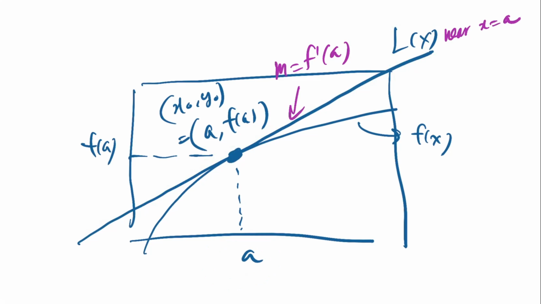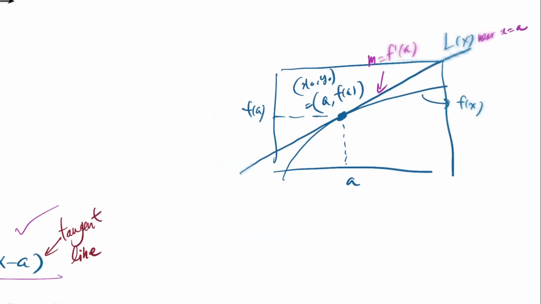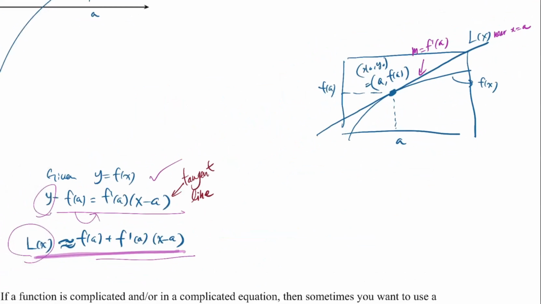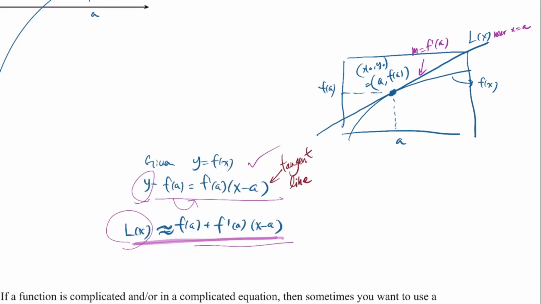All right, so we're going to use that to estimate the curve, right? And knowing what we already know, guys, look at that. We know that y minus y naught, which is f of a, equals the slope times x minus x naught, which is a. So that's basically a tangent line, isn't it? Let's solve for y. Move that to the other side. And L of x is essentially that right there. Okie dokie. All right, guys.